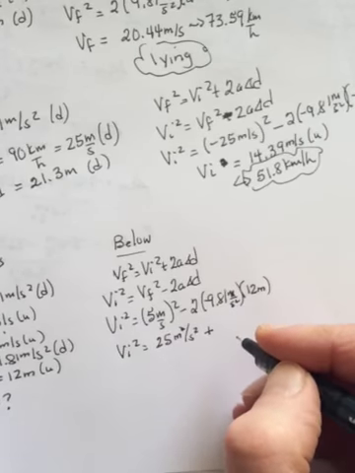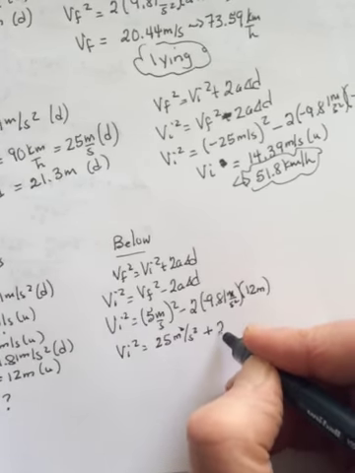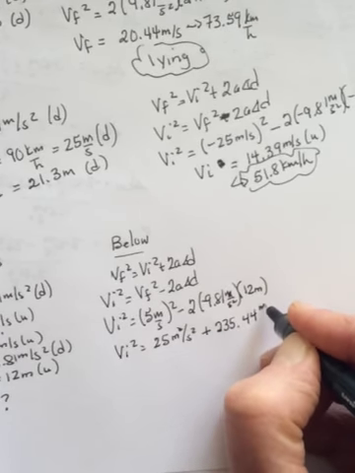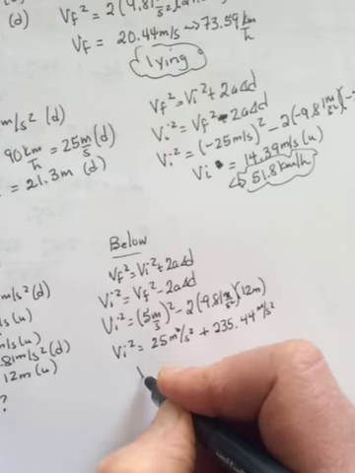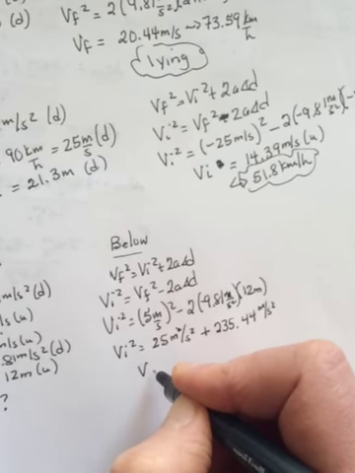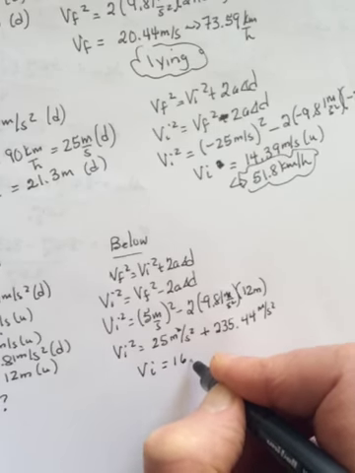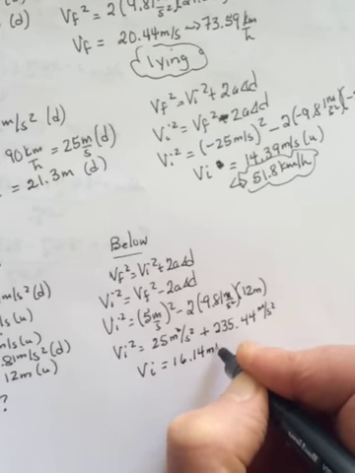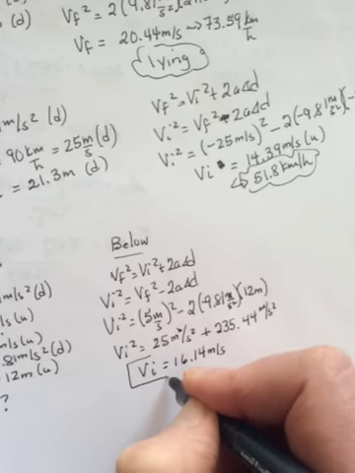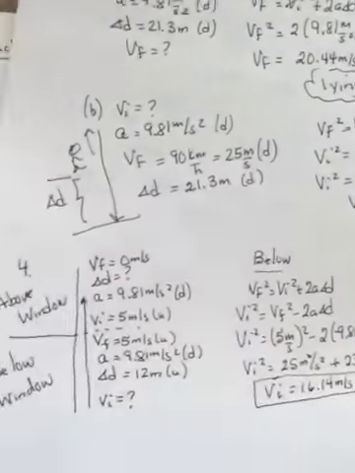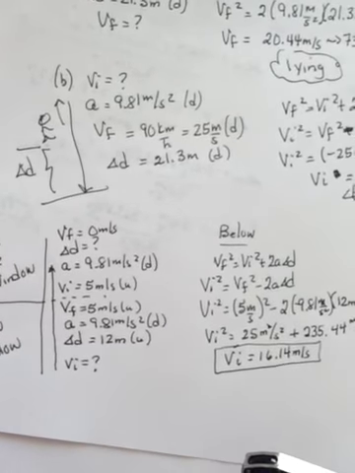24 times 9.81, 235.44 meters squared per second squared. Add them together, so 260.44. Take the square root, 16.14 meters per second. So that's the overall VI. And we're going to use that then to find A and B.